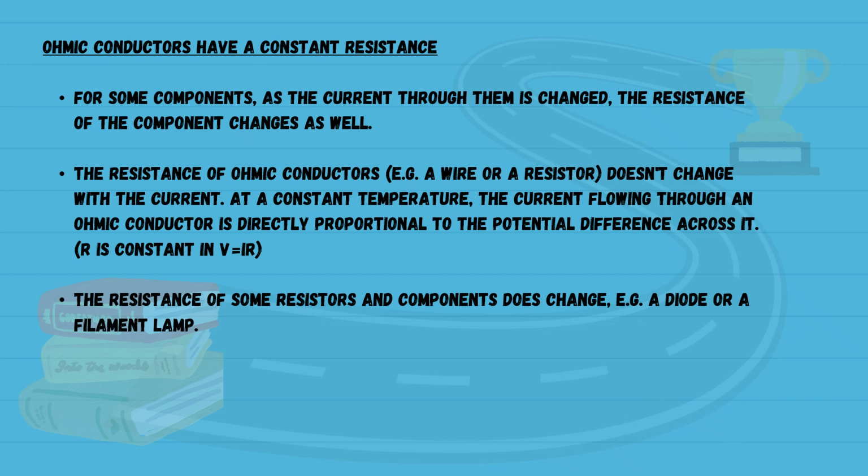The resistance of ohmic conductors, for example a wire or a resistor, doesn't change with the current. At a constant temperature, the current flowing through an ohmic conductor is directly proportional to the potential difference across it. So R is constant, so V equals IR.